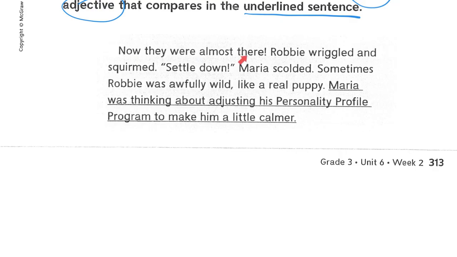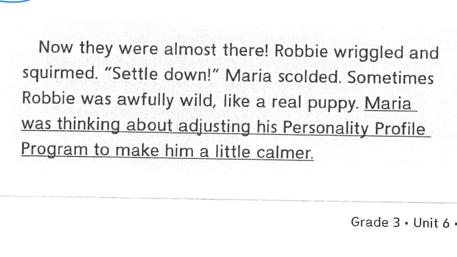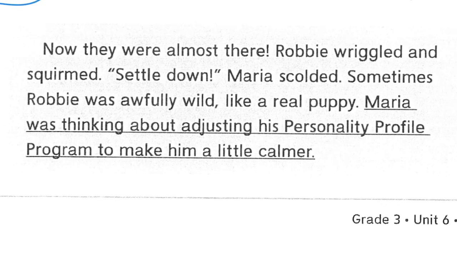Now they were almost there. I guess I could zoom in a little bit, make it a little easier for you to see. Now they were almost there. Robbie wriggled and squirmed. Settle down, Maria scolded. Sometimes Robbie was awfully wild, like a real puppy. Now here we go. This is where this descriptive adjective is. Maria was thinking about adjusting his personality profile program to make him a little calmer.